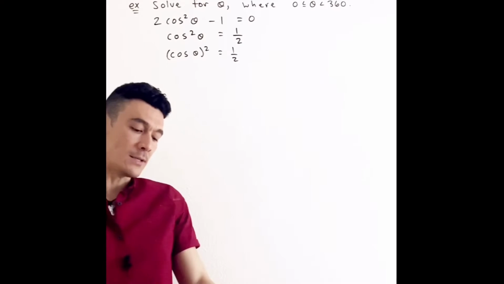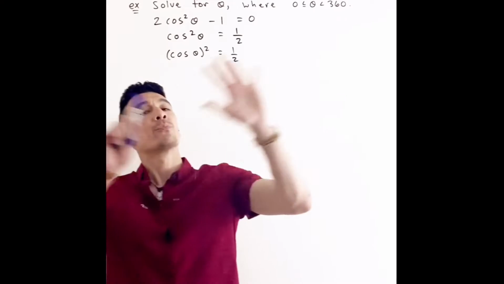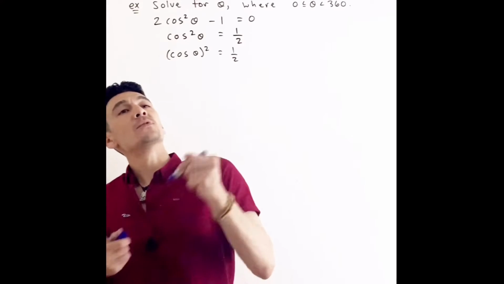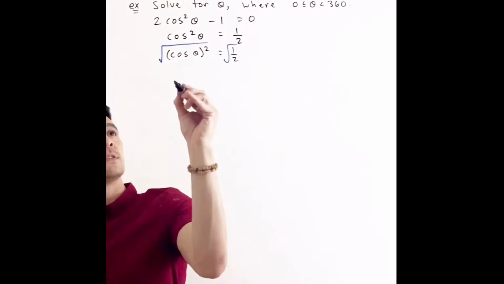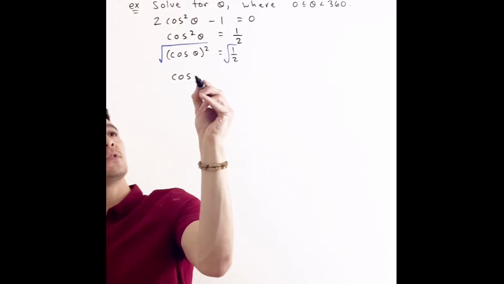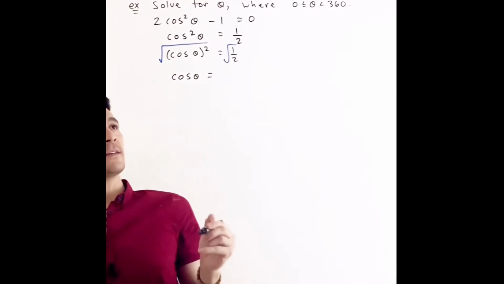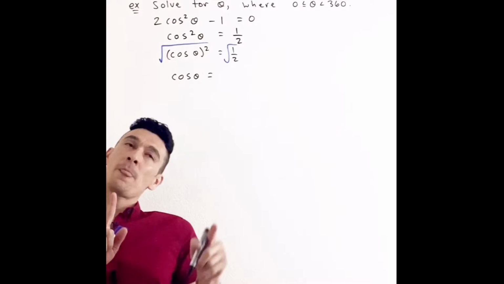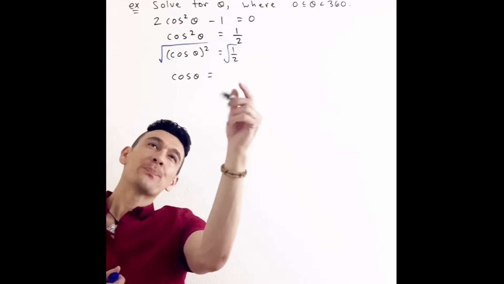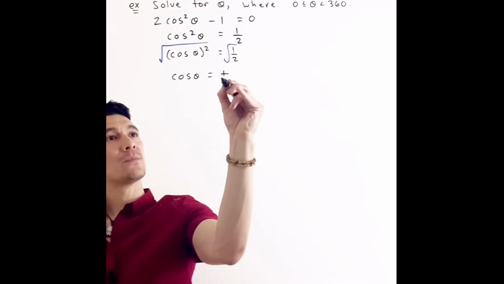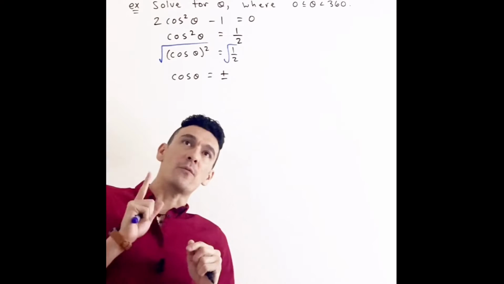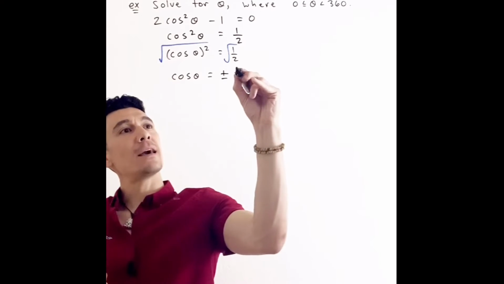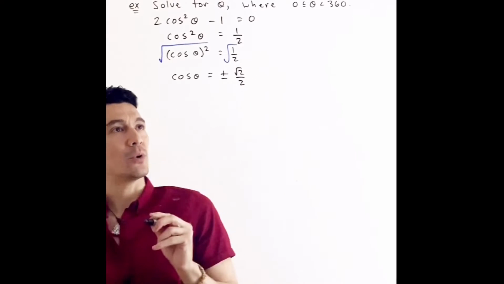Now what we want is for that square to be gone. So we can square root the left and the right, so that here it's just cosine of theta. And on this side, because there's a square root, we need a plus minus. And on your calculator, if you type in the square root of 1/2, it's gonna say square root 2/2.